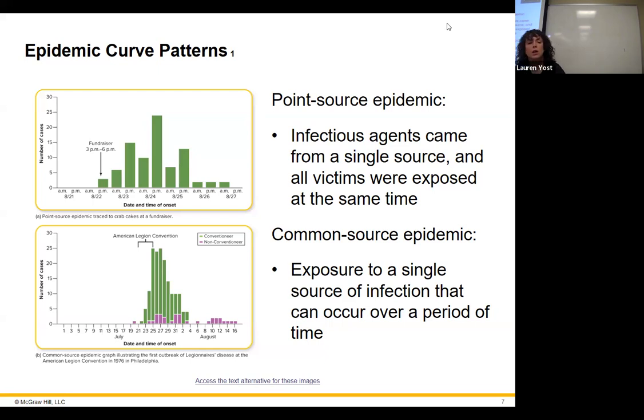Common source epidemic is exposure to a single source, but usually occurring over a period of time. A good example would be that cholera epidemic we were talking about at the water pump. People were going there over a long period of time. They weren't all exposed at one time, but it was one source. So that's a common source, but over a longer period of time.